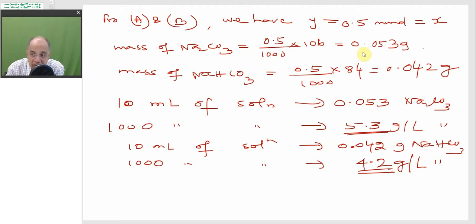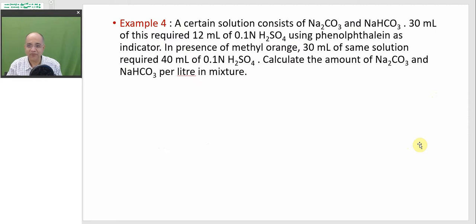So converting into mass, you are getting this. Converting into its mass, its molar mass is 84, you are getting this. And if 10 milliliter solution contains this much, 1000 milliliter contains how much? So the strength in grams per liter of that solution is 5.3 grams per liter with respect to sodium carbonate, and same thing, 10 ml contains 0.042 sodium bicarbonate. So in 1 liter it contains 4.2 grams per liter. So the same solution has strength 5.3 grams per liter with respect to sodium carbonate, and 4.2 grams per liter with respect to sodium bicarbonate. Got it?